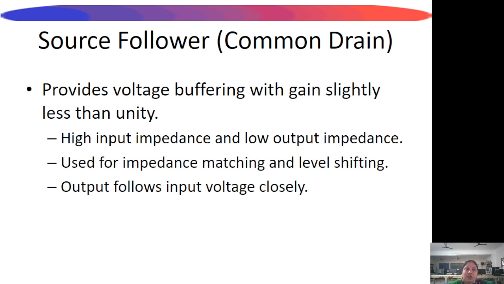Next we see about the source follower. Source follower is also known as common drain amplifier. The input is applied at the gate terminal. The output is taken from the source terminal. The voltage gain is slightly less than unity. This amplifier does not provide voltage amplification. However, it offers very high input impedance.